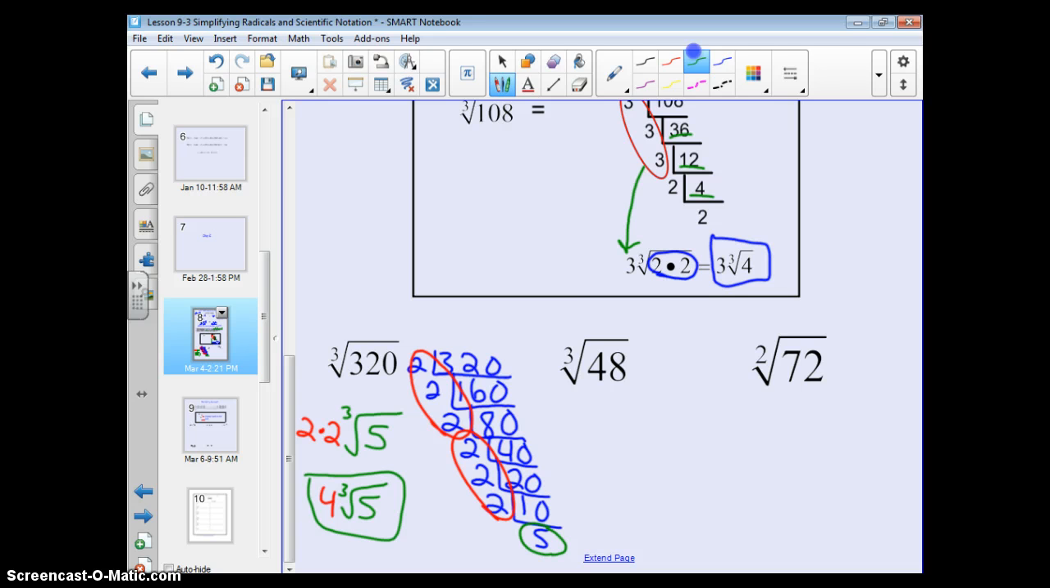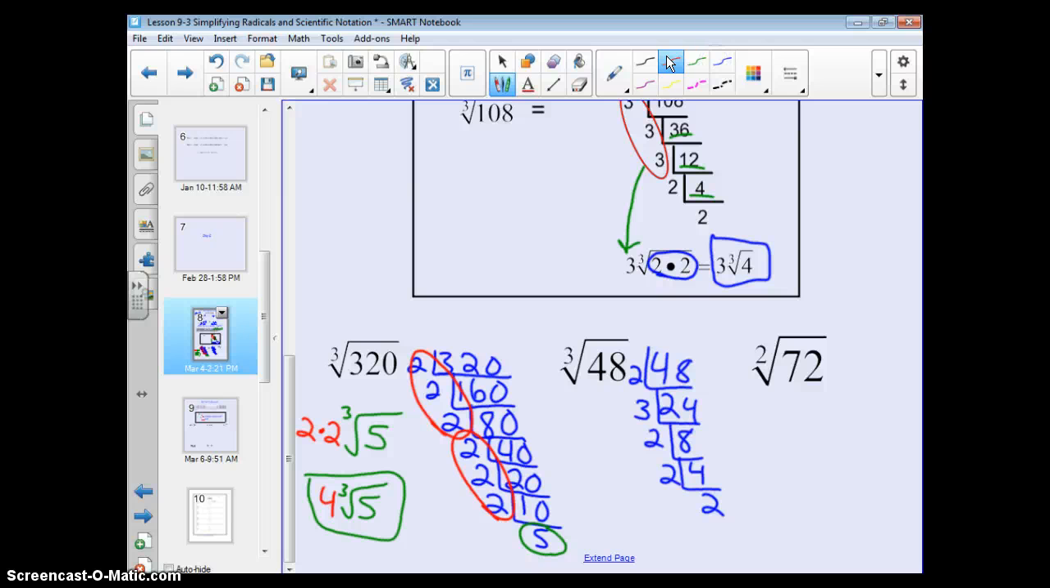Let's try the next one. So let's start with 48. We can divide that by 2. 48 divided by 2 is 24. 24, we can divide that by 3. 24 divided by 3 is 8. 8 divided by 2 is 4. 4 divided by 2 is 2. And we'll stop there because it's a prime number.